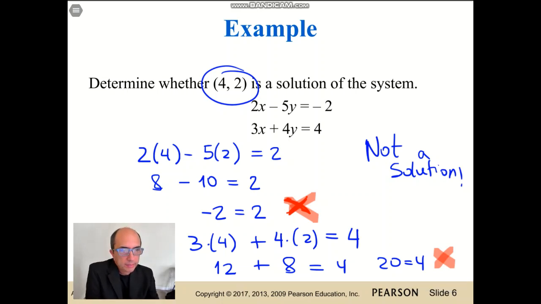Okay, let's move on. I think this is quite simple, right? Again, if this is not true for just one of the equations, it's still not a solution of the system. There needs to be a solution for both equations to be a solution of the system.